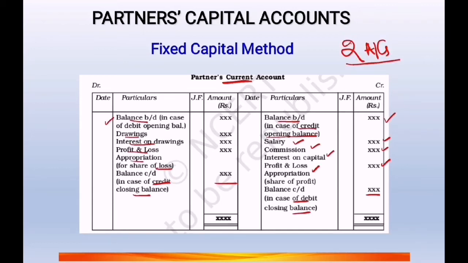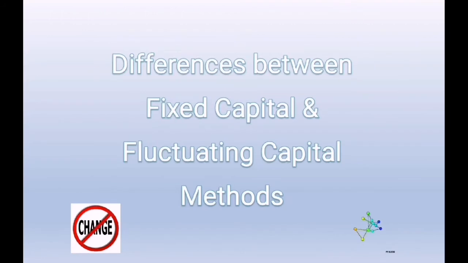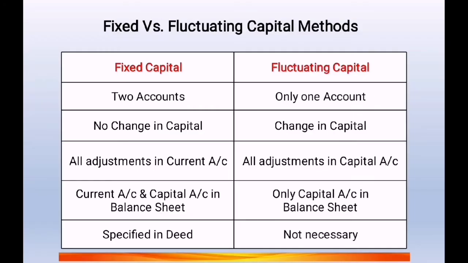If nothing is mentioned in a particular question about which method should be followed, fixed capital method or fluctuating capital method, we will always follow the fluctuating capital method. Next, we'll look at the difference between the fixed capital and fluctuating capital methods. Under fixed capital method, we will always prepare two accounts, that is, the partner's capital account and current account.